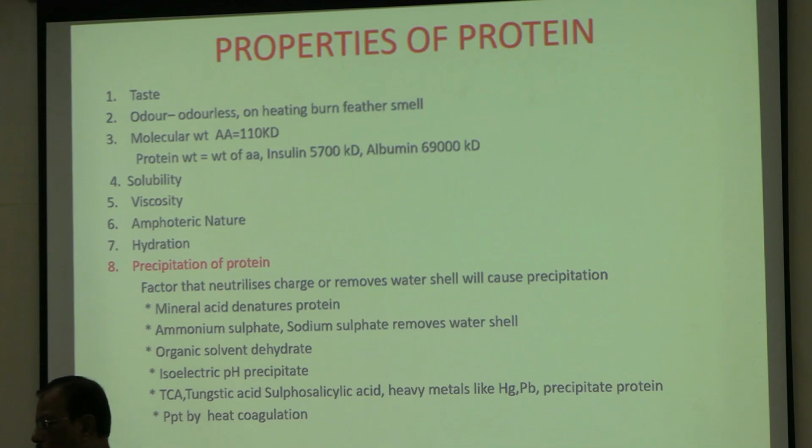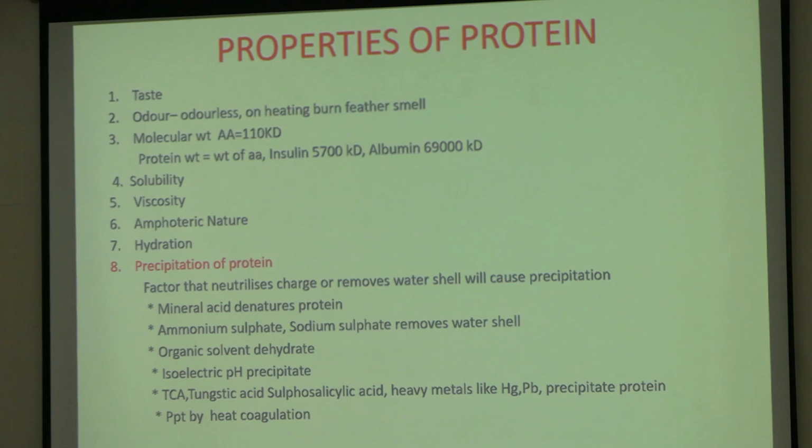So a protein containing thousands of amino acids will have a molecular weight of 110 times the number of amino acids. Insulin has a molecular weight of 5700, albumin has 69,000, like that. Proteins are soluble in water and they form colloidal solutions in water.